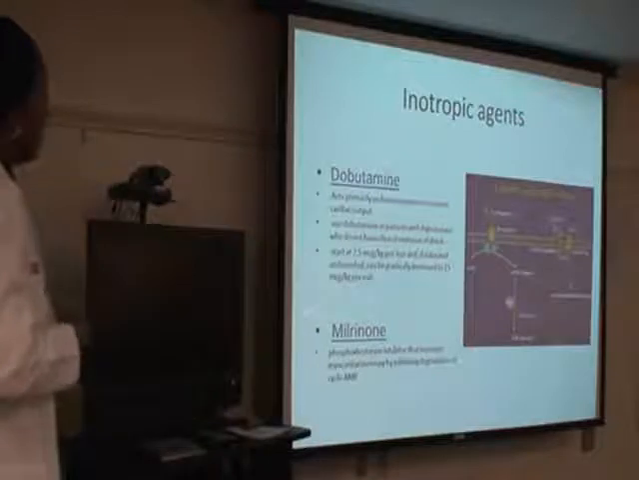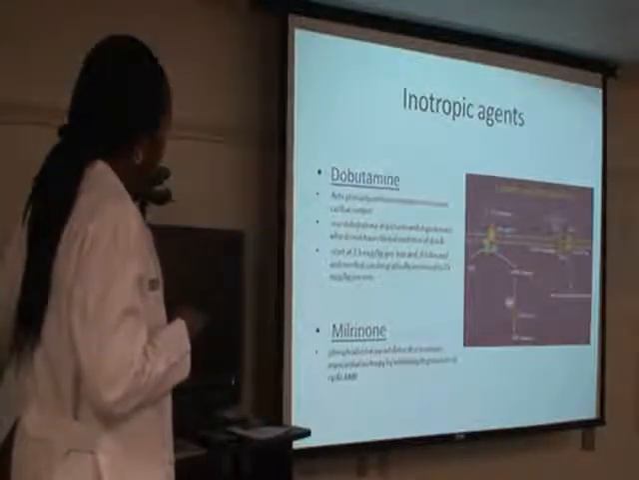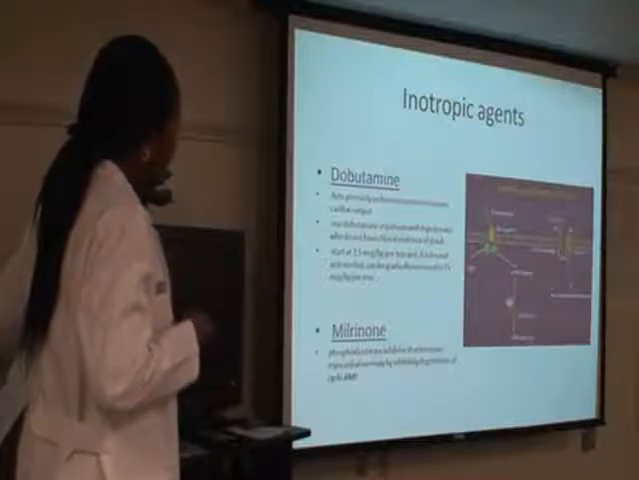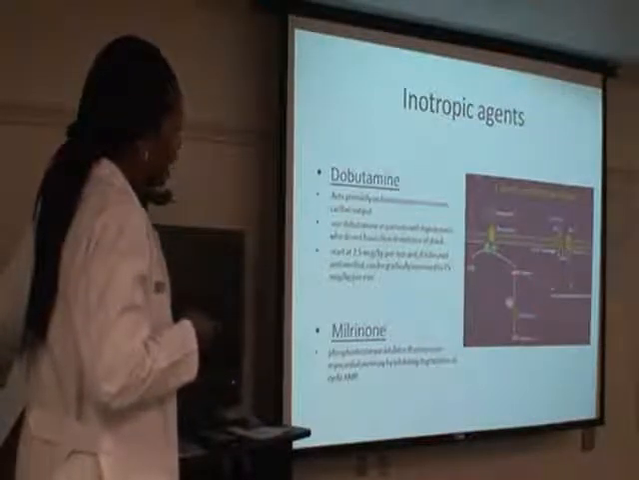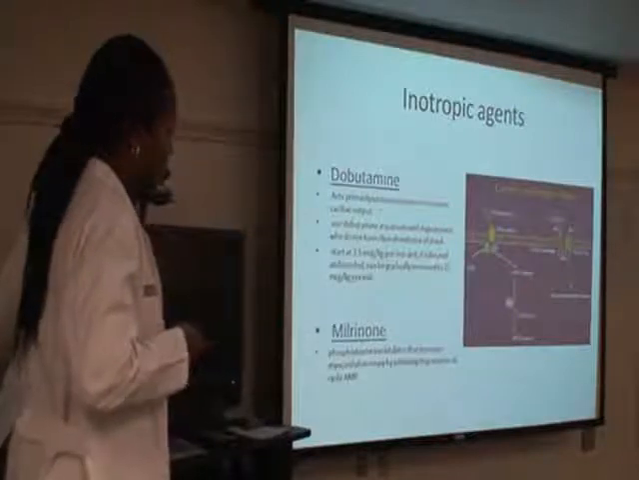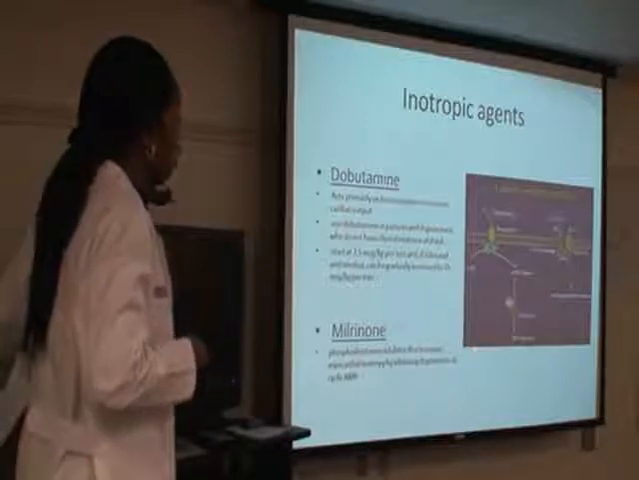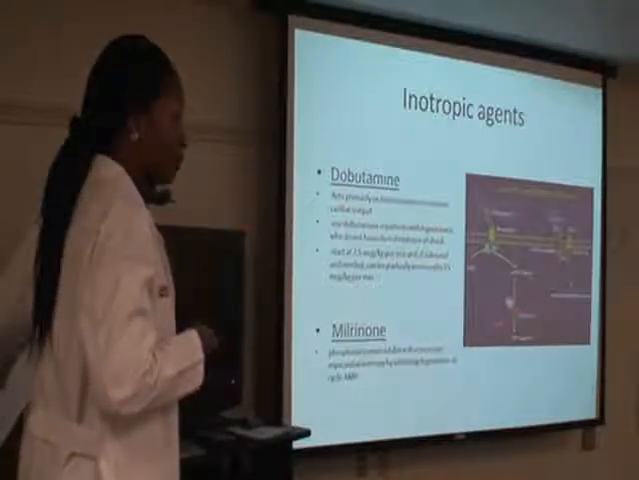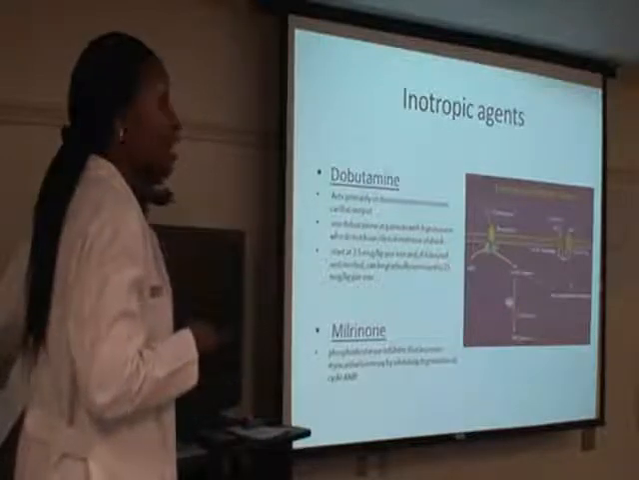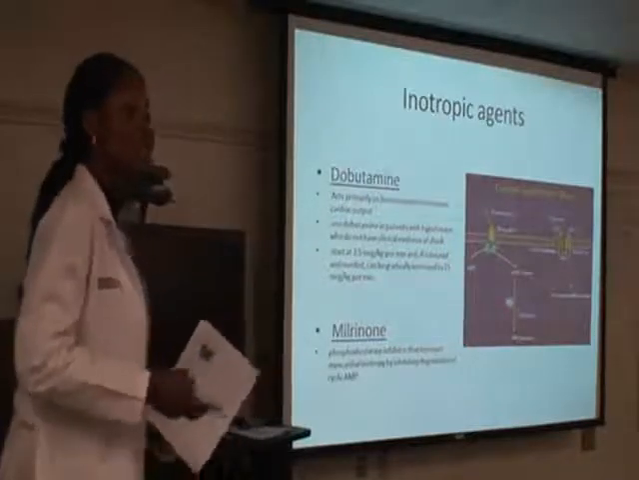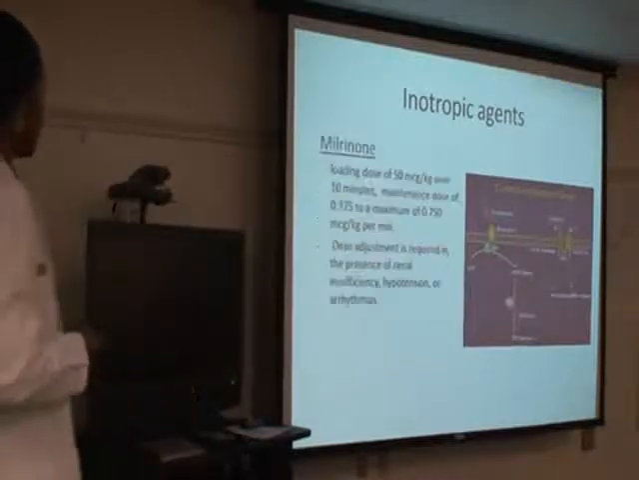Now, the way milrinone works is that, as I mentioned earlier, when the beta receptor is activated, ATP becomes cyclic AMP. After a while, cyclic AMP is broken down to AMP, which is the inactive substance, by an enzyme called phosphodiesterase. Milrinone will block this process. By blocking this process, you get increased calcium, increased contractility, and the heart works better.